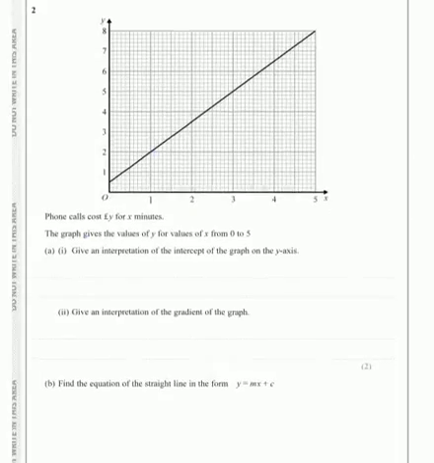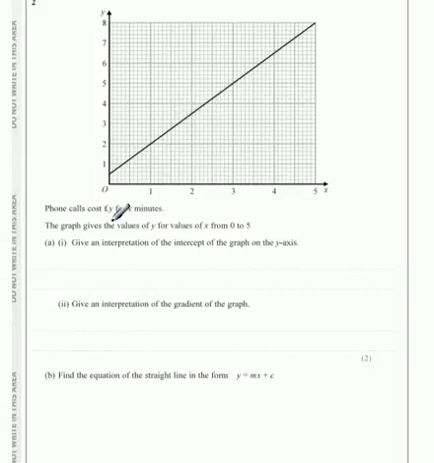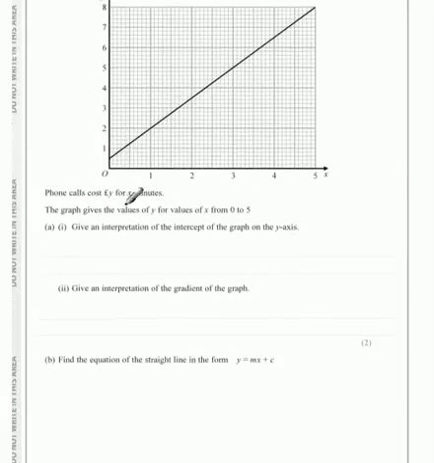Okay, question 2, we are looking at a straight line graph. We've got the cost of a call in X number of minutes, and the cost on our y-axis. We need to give an interpretation of the y-intercept, so over here, and then the gradient. So calculate our gradient, doing our rise divided by our run.